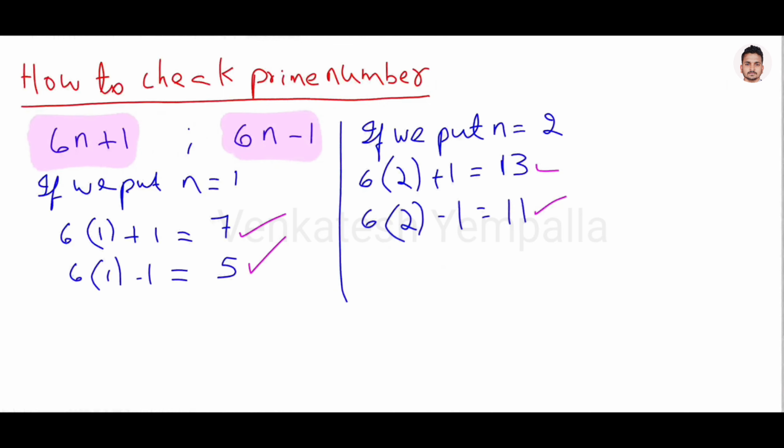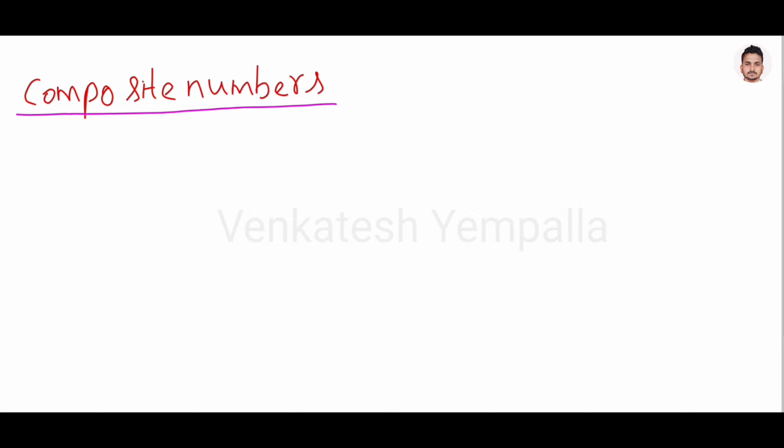We have seen how to check prime numbers using two formulas, 6n plus 1 and 6n minus 1. So I hope you understand what prime numbers are. Now I will explain composite numbers. Composite numbers are those which are not prime numbers, the opposite of prime numbers. So I will write a definition.